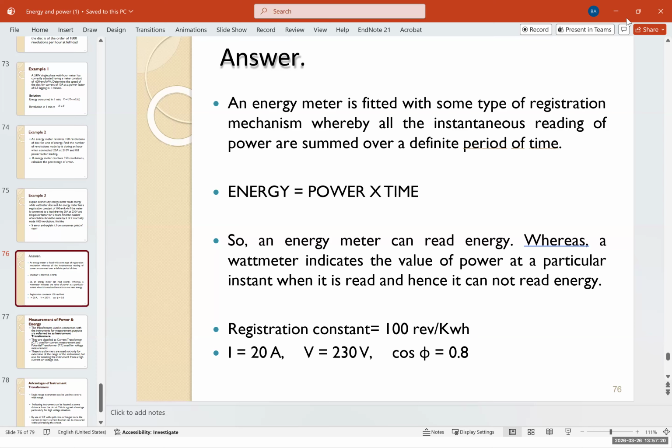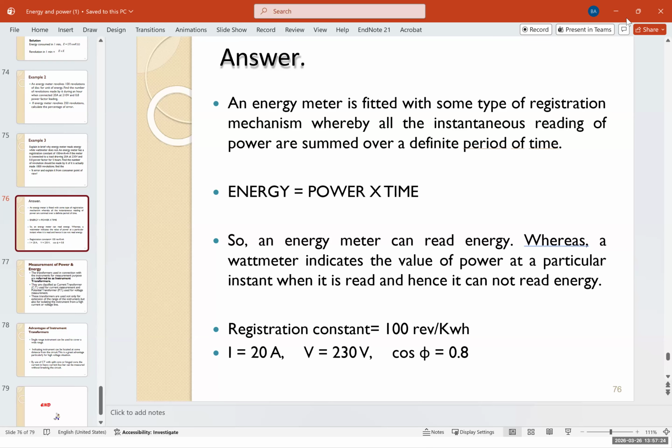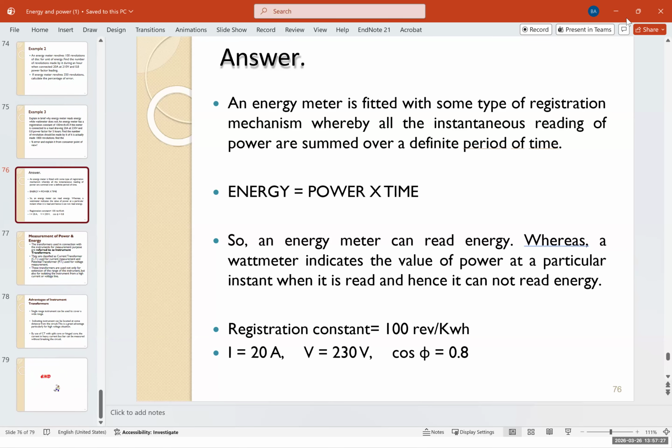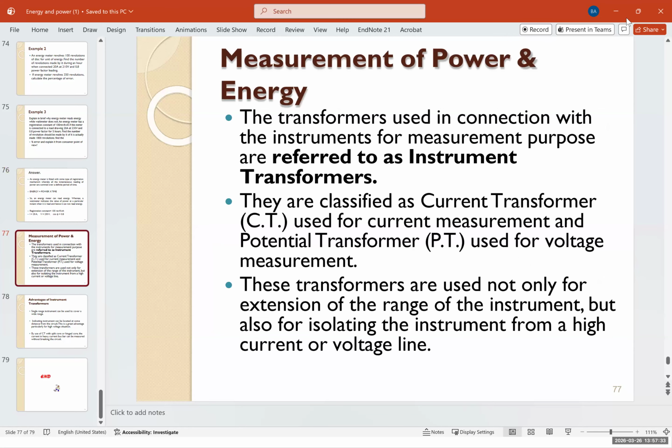Registration constant here is 100 revolutions per kilowatt hour. I is 20, V is 230, and cosine of theta is 0.8. Again, I'll give this as homework so you can calculate. I wanted to actually give it as a quiz, but we don't have enough time. I want to finish this. So measurement of power and energy is just a summation.